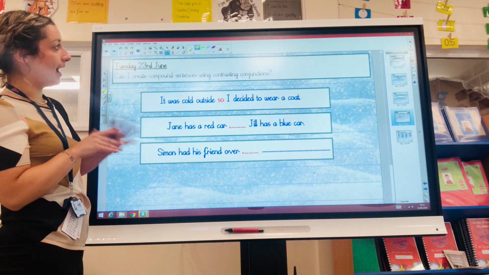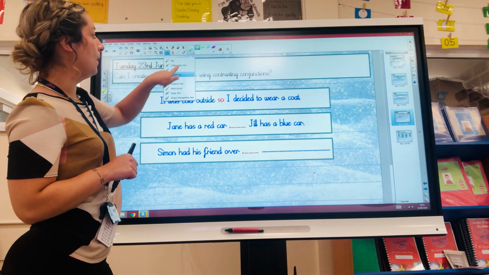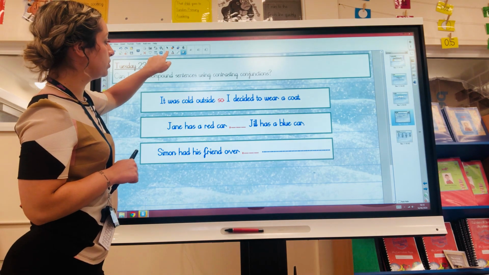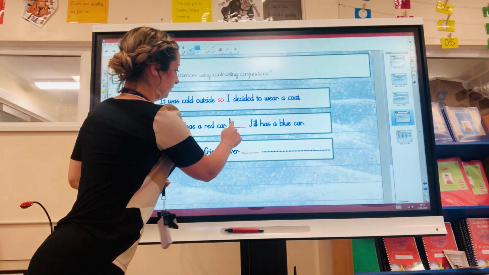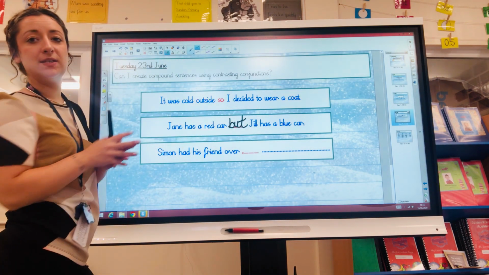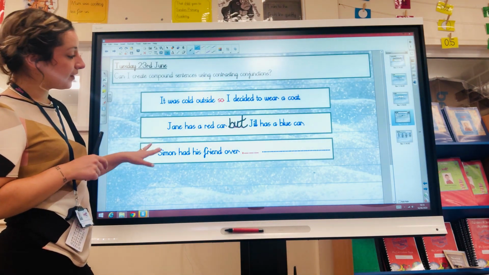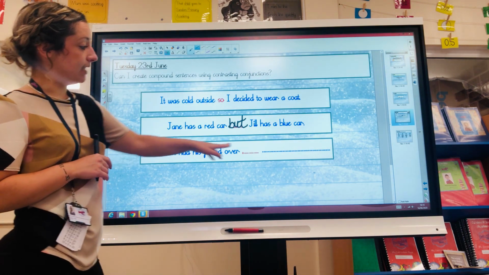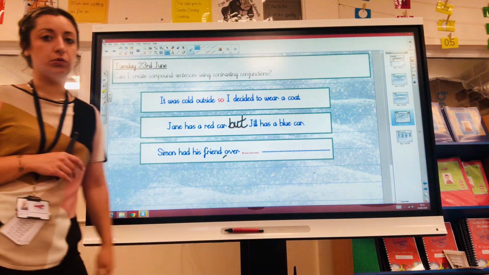Okay, so I am going to choose Jane has a red car, but, that is my contrasting conjunction, but Jill has a blue car. And there is my compound sentence using contrasting conjunctions. The final one, I want you to think about this at home or in the classroom. What is my contrasting conjunction going to be, and what could my other main clause be for this one?